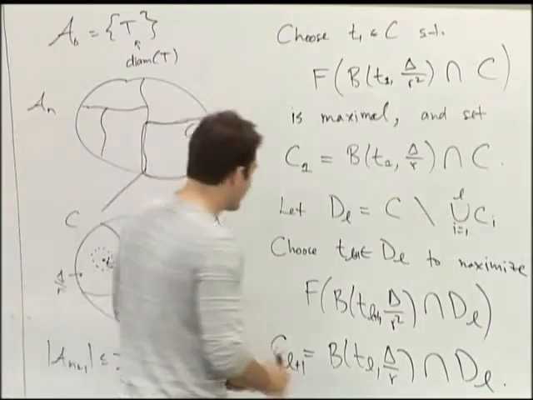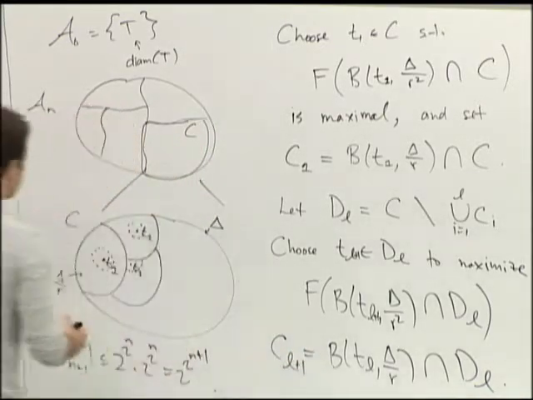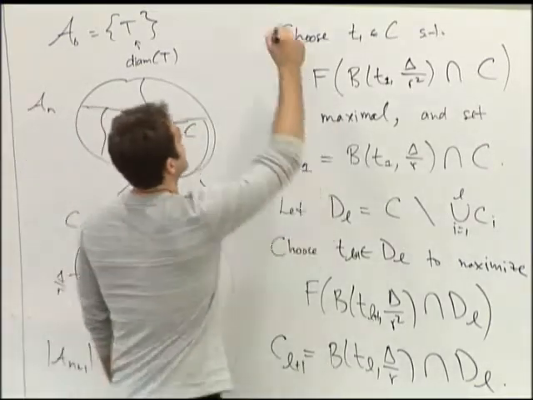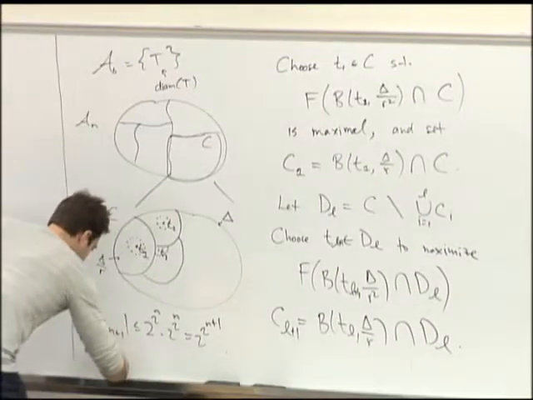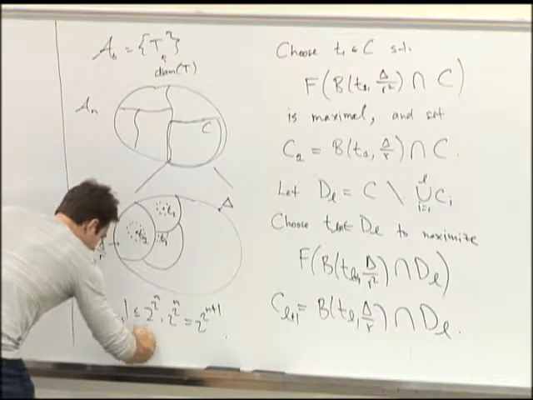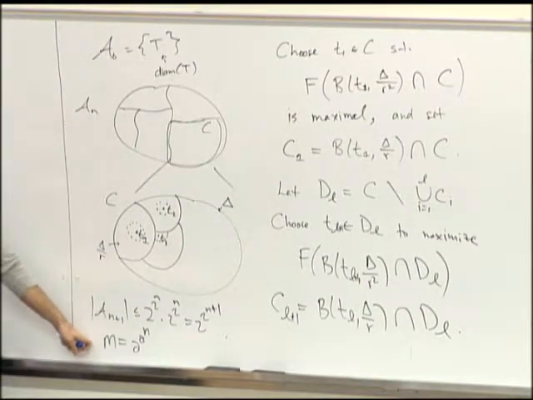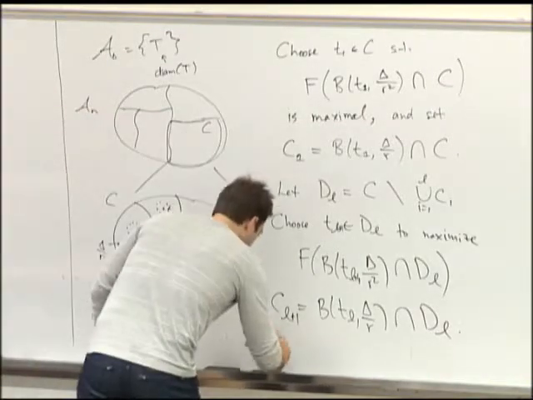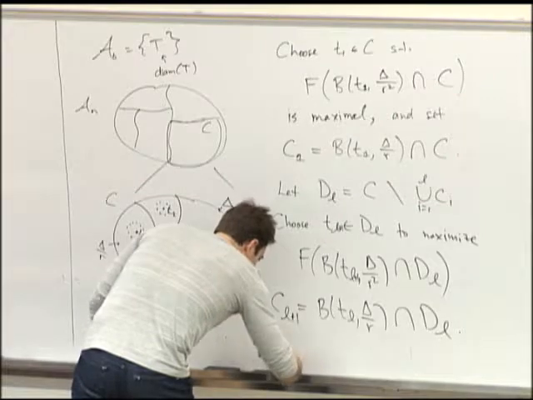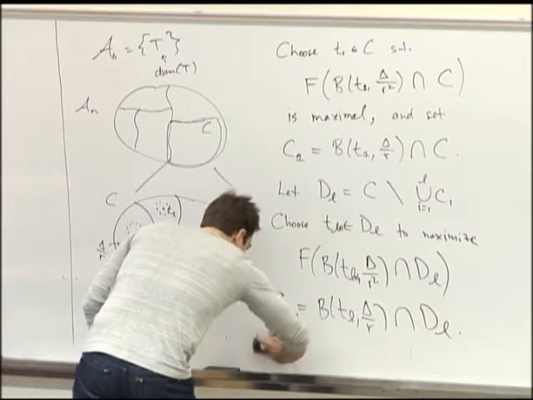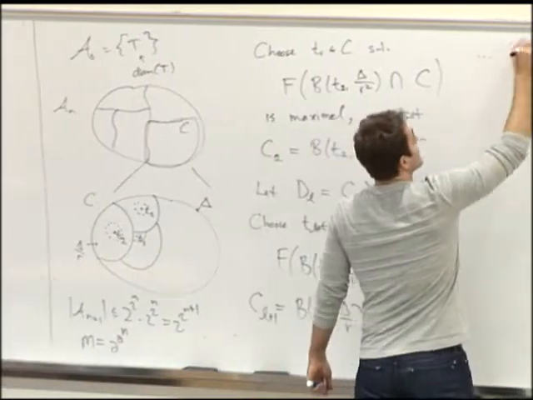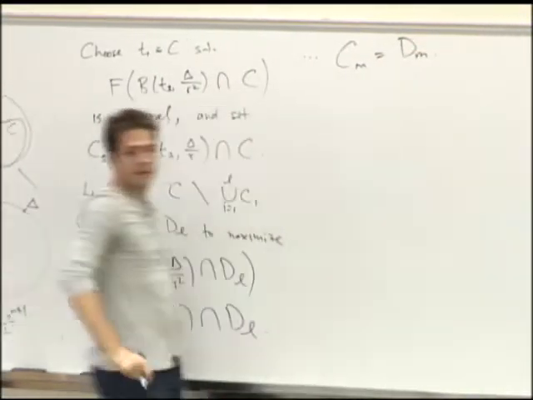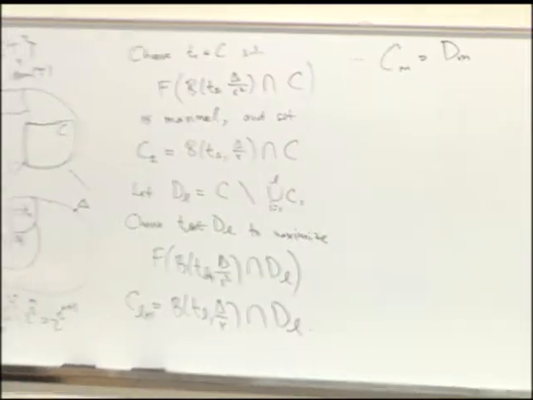So I should have specified here. I don't want to write 2 to the 2 to the n over and over again, so let's let m be 2 to the 2 to the n. So m is the number of pieces. We keep going, except that C sub m is actually just going to be D sub m. So in other words, when you get to the mth piece, you've got nothing left to do.